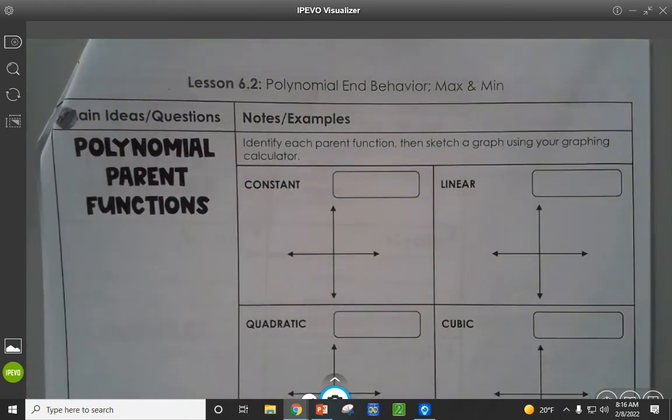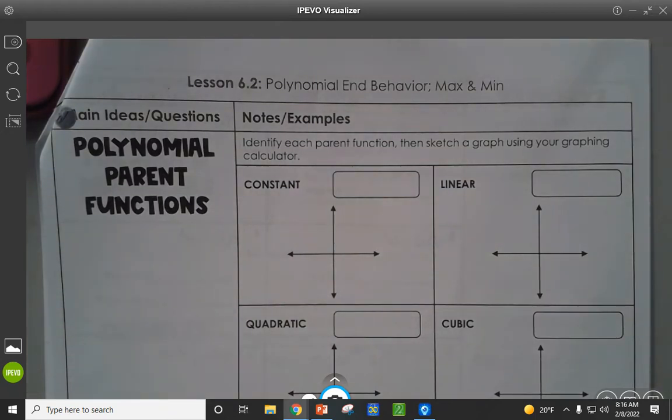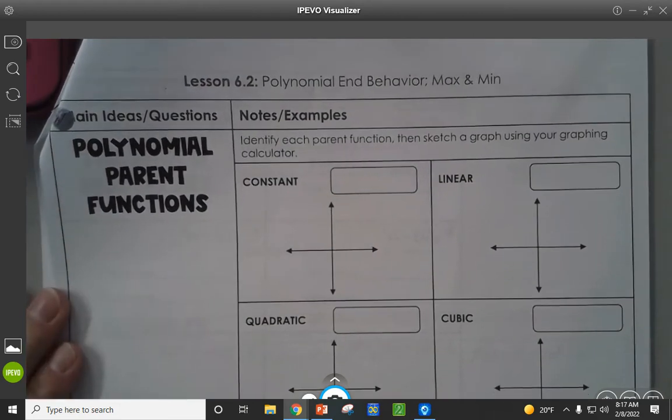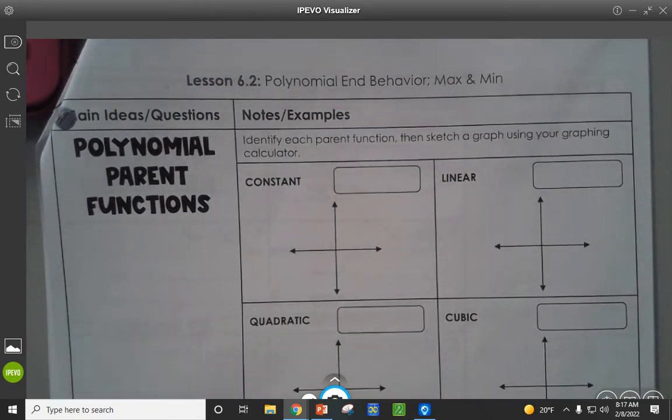We're going to be getting into some polynomial graphs today with 6.2. And we're going to start out with what are called parent functions. This refers just to the original shape of the graph before it has any kind of transformations at all. So before it's been shifted, stretched, or anything like that.